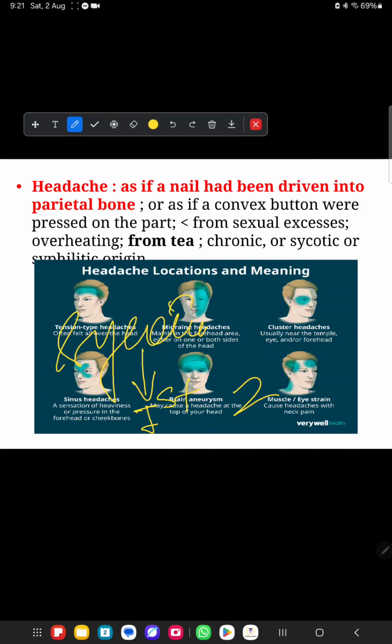This question has also been asked, six years before. Okay, the second miasm is syphilis, and the third miasm is psora. Okay, just try to remember.